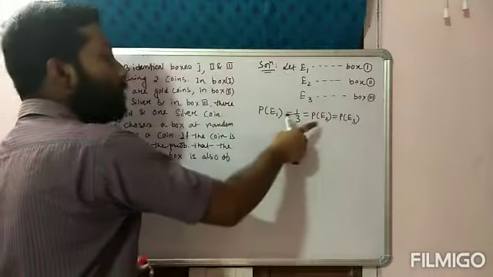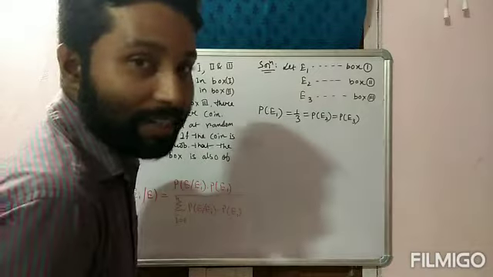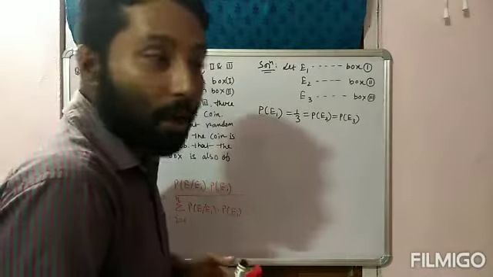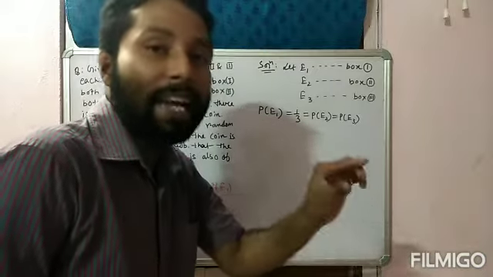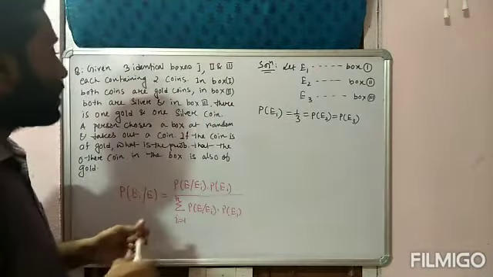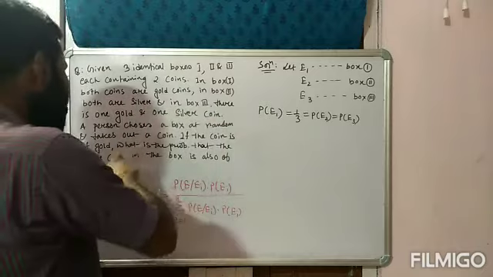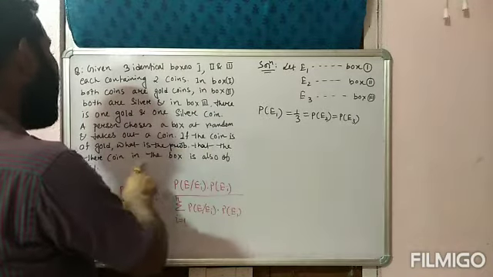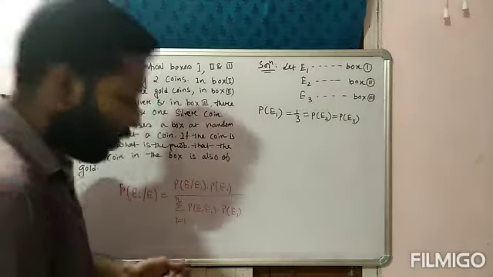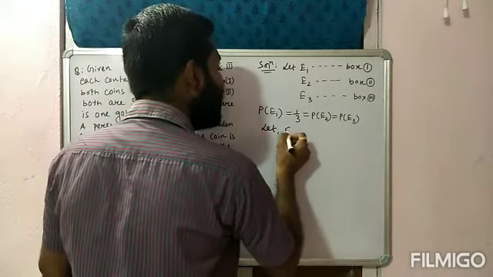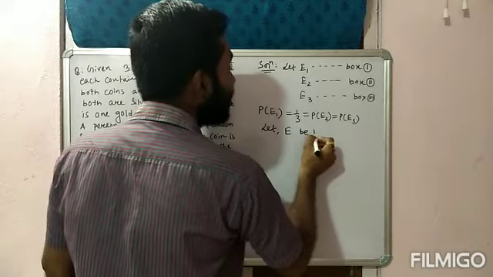So apart from E1, E2, E3, one special event is required, right? That is event E. What is that event? Whatever is asked in the question is the special event, that is event E. What is asked in the question? What is the probability that the other coin in the box is also a gold coin? So let E be the event.